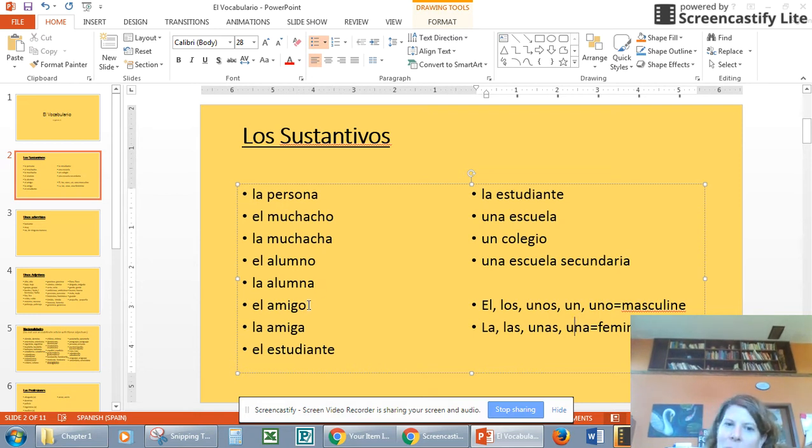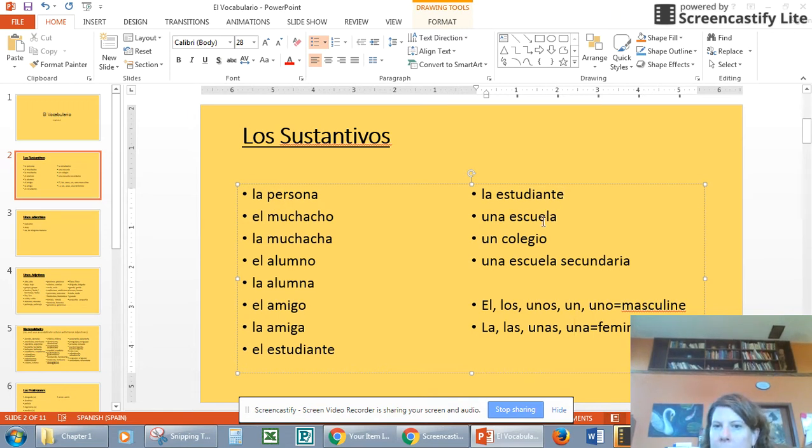El amigo is a friend who is a boy. La amiga is a friend who is a girl. And this maybe is a word you've heard before. El estudiante, la estudiante. This one is a little easier to remember than alumno, alumna, because it sounds more like student. It almost has that same spelling. So el estudiante is a boy student. La estudiante is a girl student.